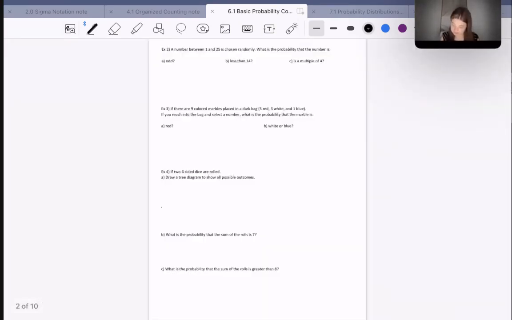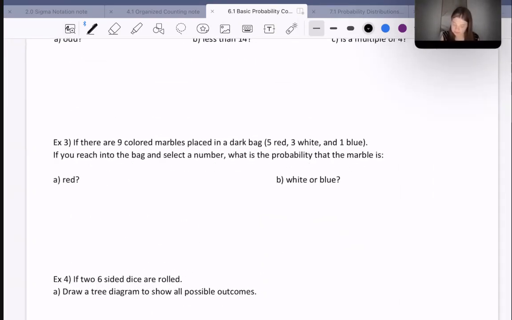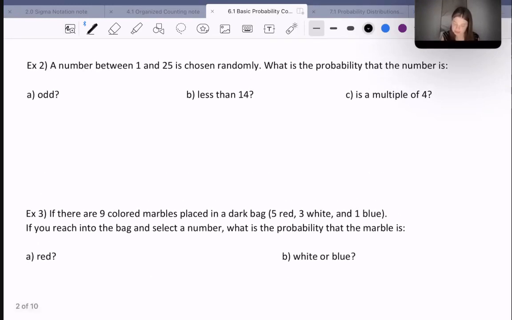Okay. Let's do a few more examples. Let's move to example 2. Example 2 says a number between 1 and 25 is chosen randomly. What is the probability that the number is odd, less than 14, or a multiple of 4? So let's start with A. What's the probability the number is odd?